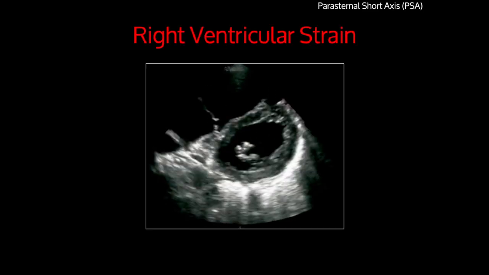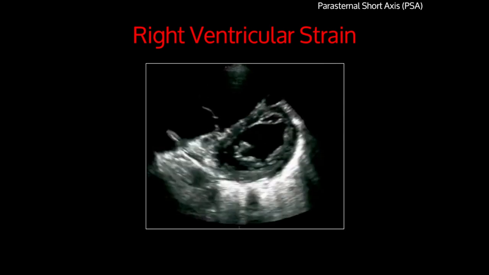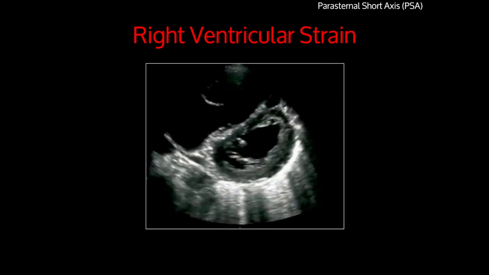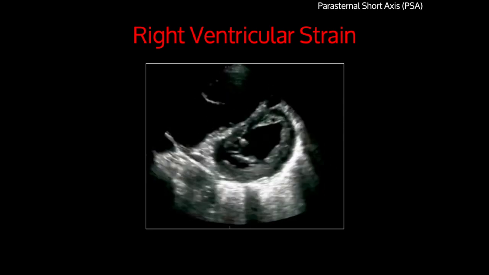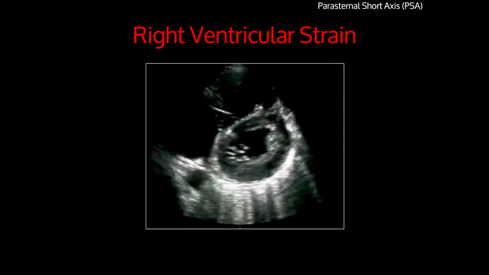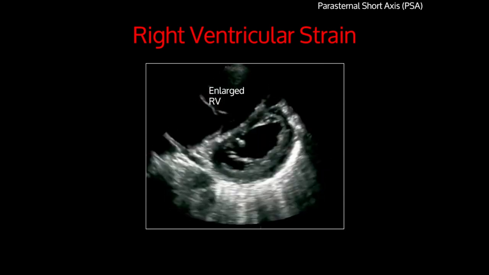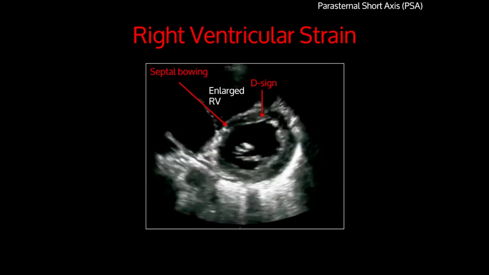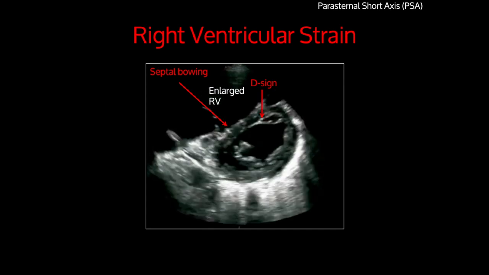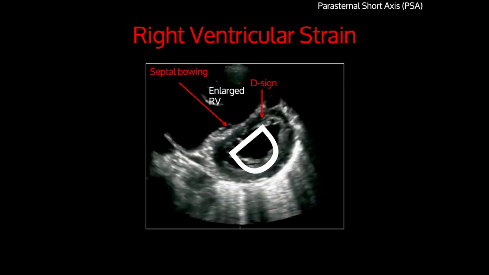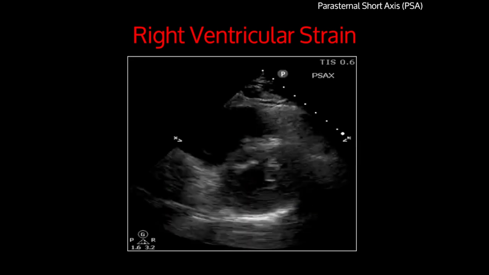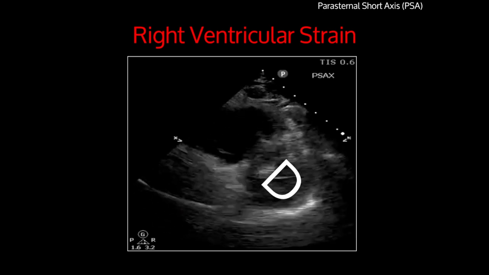You can also assess for right ventricular strain in the parasternal short axis view. Here we see an enlarged RV and septal bowing, showing something called the D sign, where the pressure of the right ventricle is great enough during systole to actually cause the IVS to bend in towards the LV. Here's another image demonstrating the D sign.